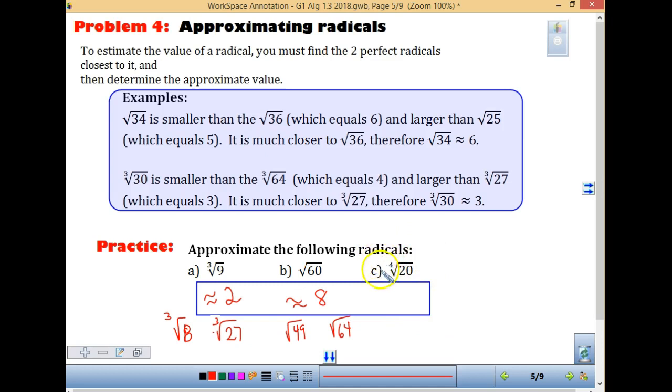So this one's saying the 4th root of 20. If we are thinking of 2 to the 4th power, 2 to the 4th power is what number?